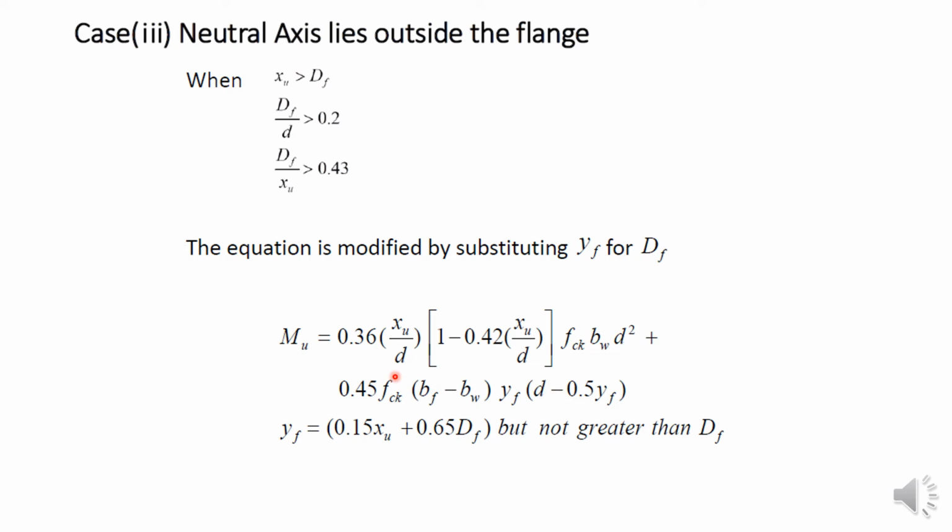So MU is equal to 0.36 XU by D, 1 minus 0.42 into XU divided by D, into FCK into BW into D square, plus 0.45 FCK into BF minus BW into YF into D minus 0.5 YF. So in this case that happens in the T-beam section, we have to use this formula to determine the moment of resistance of the section.